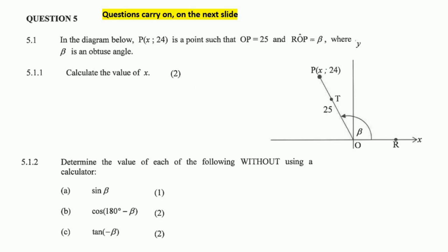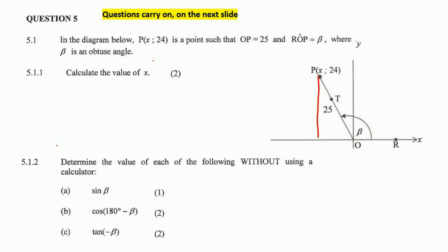Just a quick note, these questions are going to carry on. So we've got 5.1.1, 5.1.2, and then on the next slide, 5.1.3. So let's start. Let's first see what we have here. In the diagram below, P, okay, that is a point such that OP is 25, blah, blah, blah, blah, where B is an obtuse angle. Calculate the value of X. Okay, guys, so what we do is we just make a triangle. That's step 1.